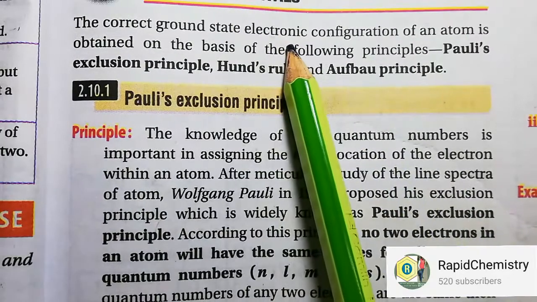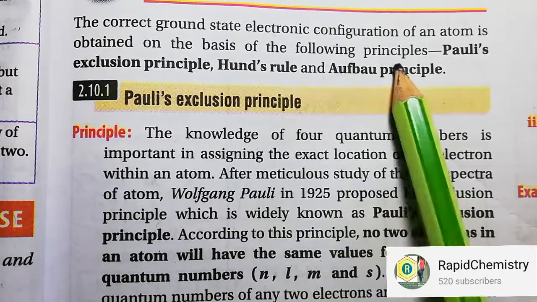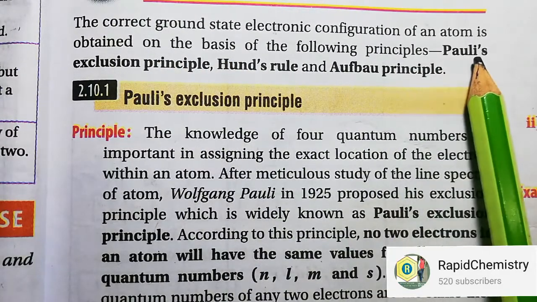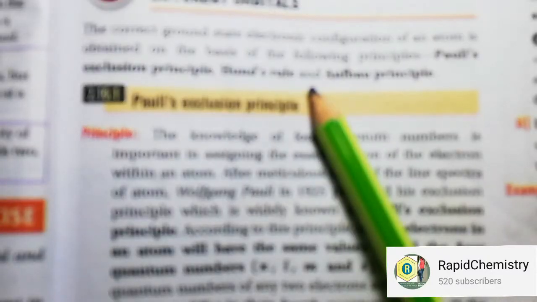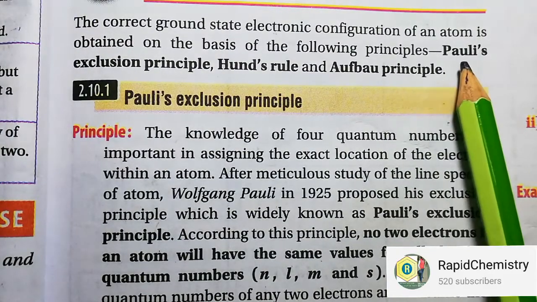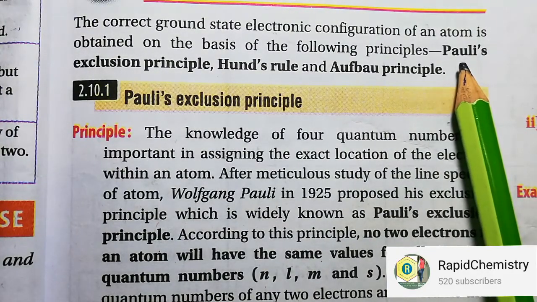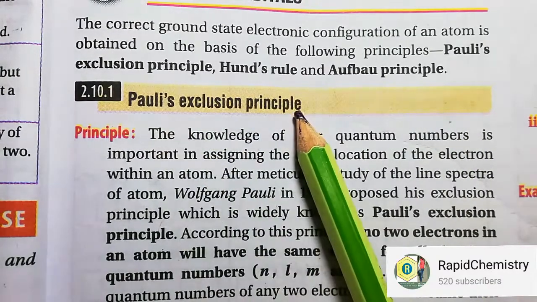The correct ground state electronic configuration of an atom is obtained on the basis of the following 3 principles. The first one, Pauli's exclusion principle, the second one, Hund's rule, and the third one is Aufbau principle. So now we will study all these 3 rules in detail step by step. The very first one is Pauli's exclusion principle.